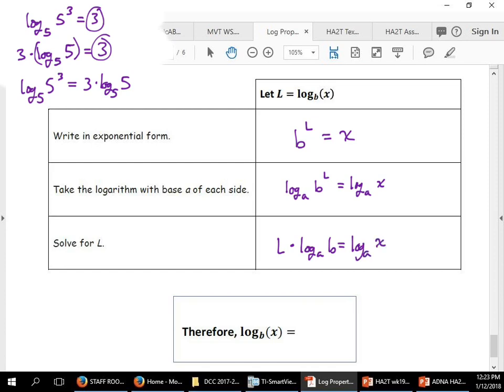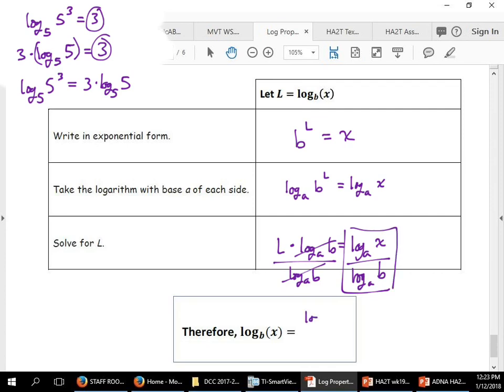Now, if we're trying to solve for the L, because that's what it says, what are we supposed to do? How can we get this L alone? By my judgment, Mr. Patey, you would divide both sides by the log base a of b. Very good, very intelligent student. Log base a of b would cancel these out. And then over here you have log base a of b. And this is the final result.